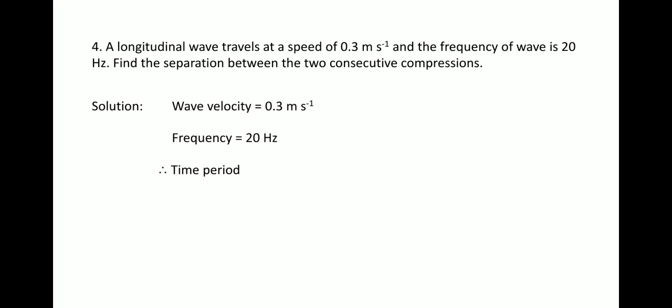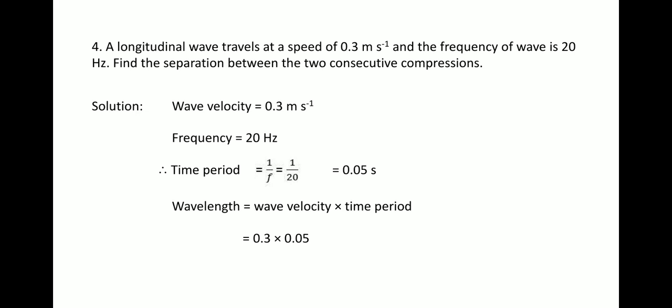Now we know that time period is the inverse of frequency. So time period is equal to 1 by f, which is equal to 1 by 20. That gives us the time period equals 0.05 seconds. Now again using the same relation, wavelength equals wave velocity into time period. Just put the value of wave velocity, that is 0.3 meters per second, and multiply it with time period, that is 0.05 seconds. So when you multiply, you will get 0.015 meters, which is equal to 1.5 centimeter.